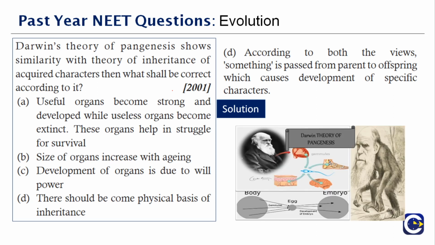Okay, so this is Darwin's theory of pangenesis, where you have the body, the embryo, the egg. So there's some contribution, right? That's what they're talking about. Therefore, the right answer is option D.